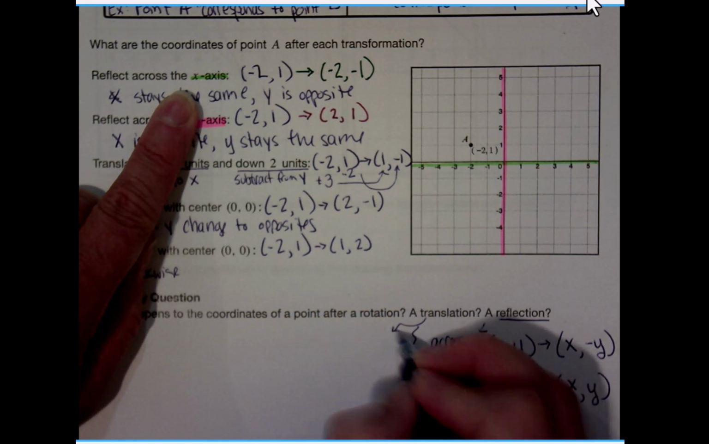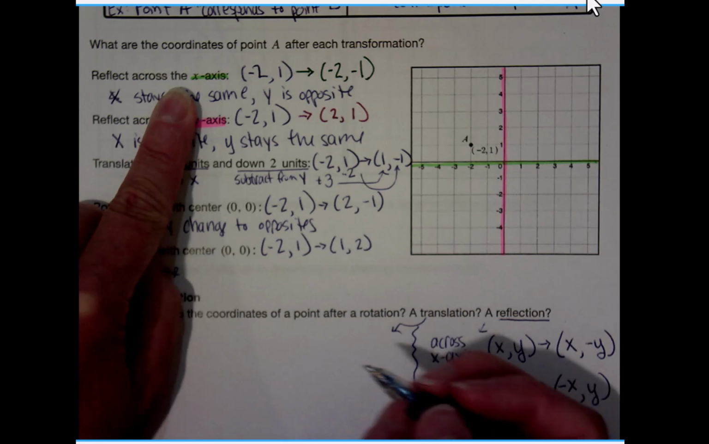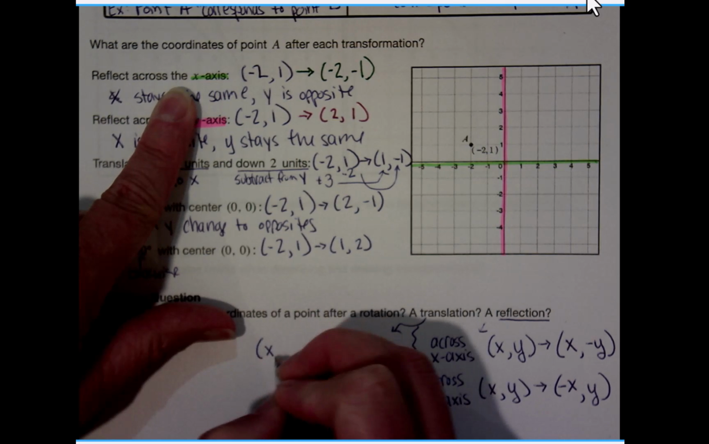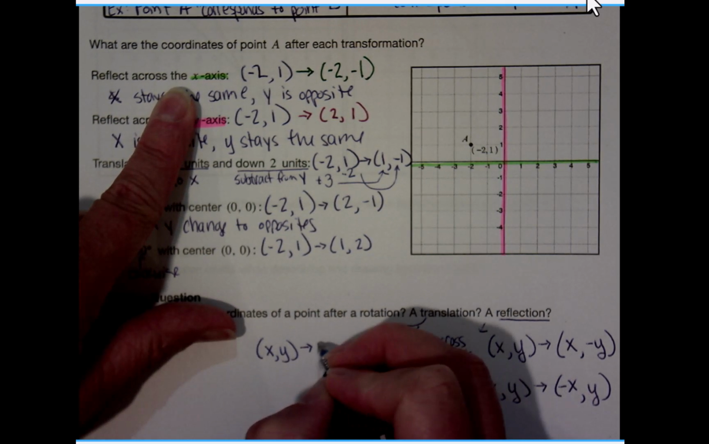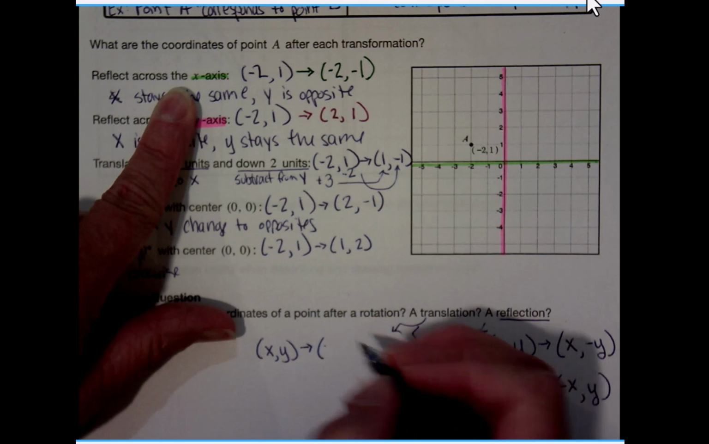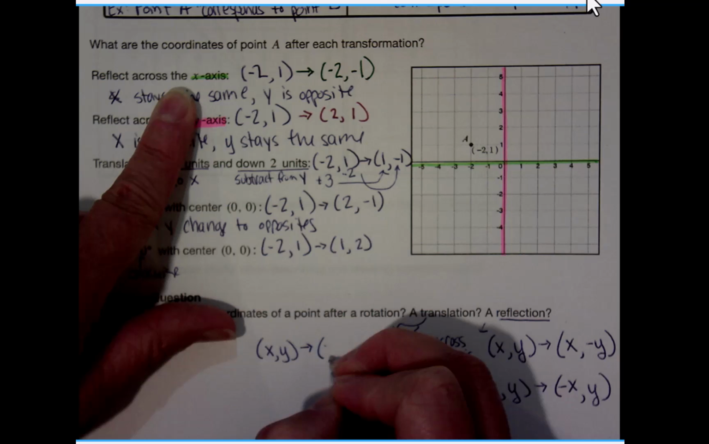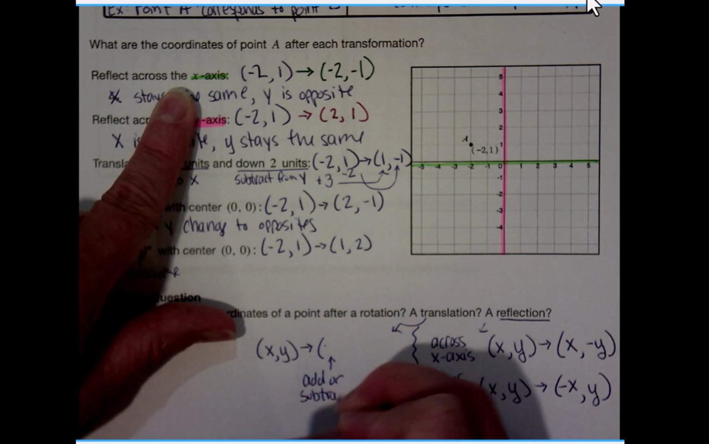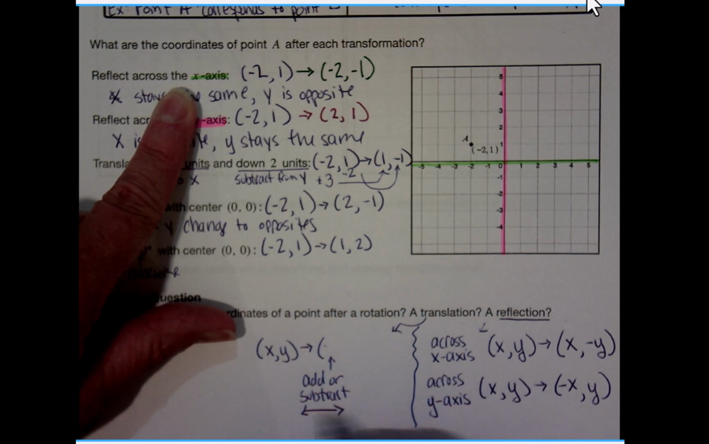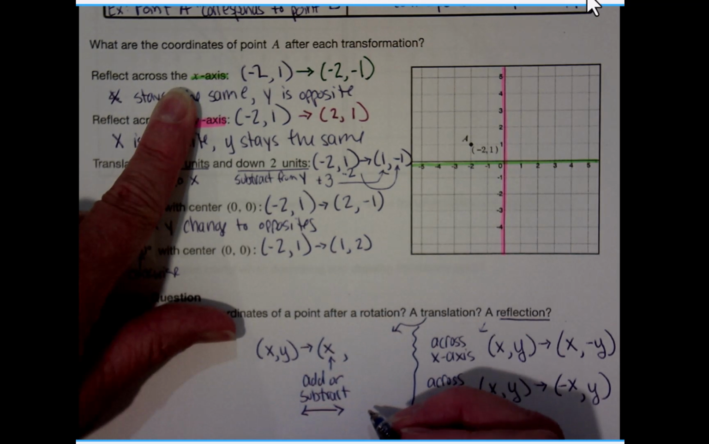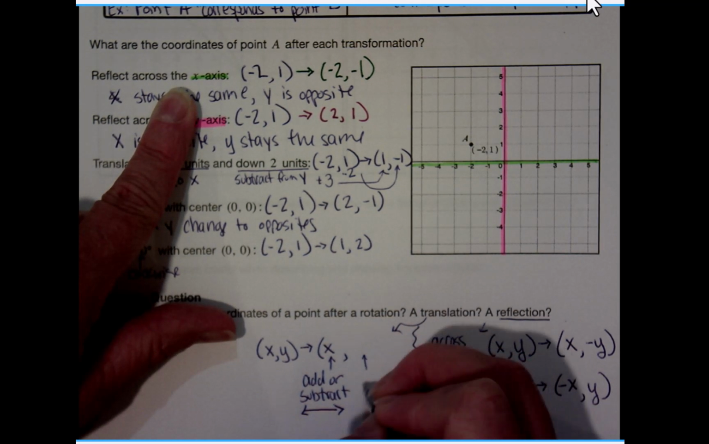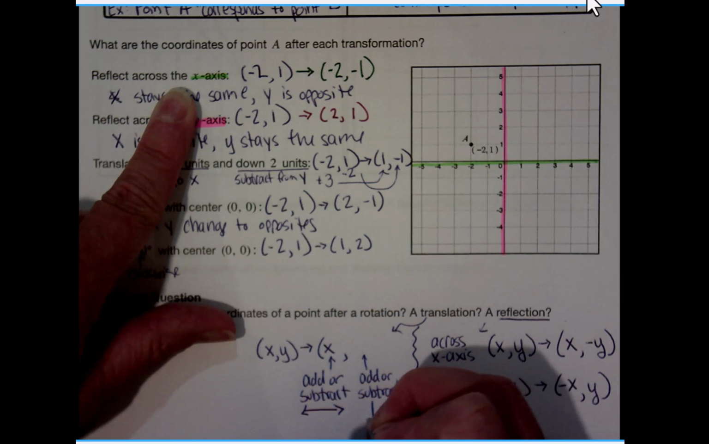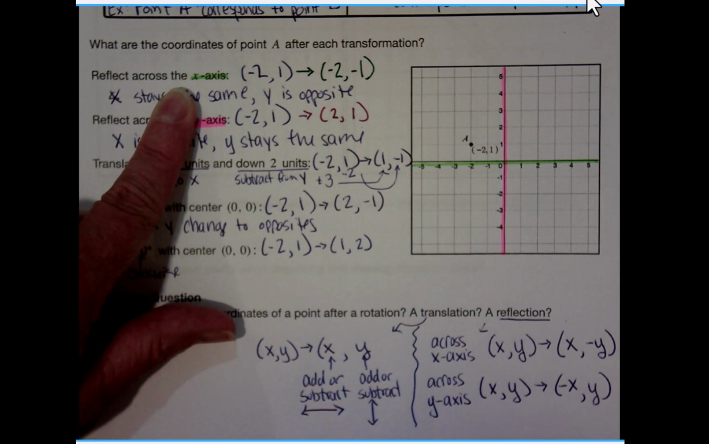For translations, see how we can write that. So whatever our x and y value were to begin with, I don't know how to write this. We can add or subtract the amount that we're moving left or right to x. And for y, add or subtract the amount that we're moving up or down. Okay.